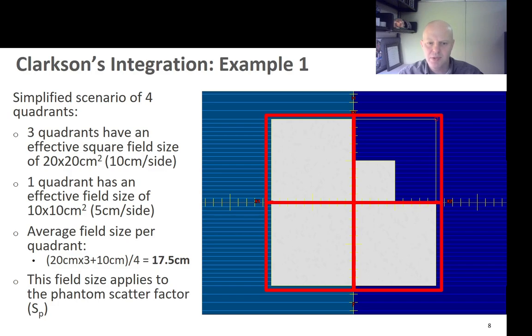This field size would then be applied to the phantom scatter factor, right? Because this is what is applied to the MLCs versus the jaws. And then for the collimator scatter factor, you would just use the jaw field size.